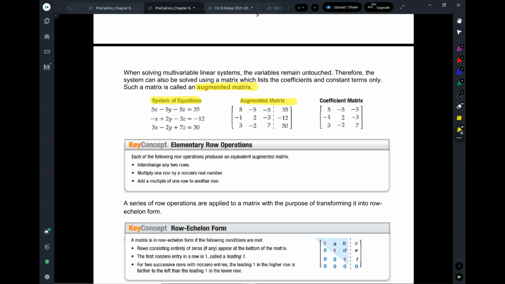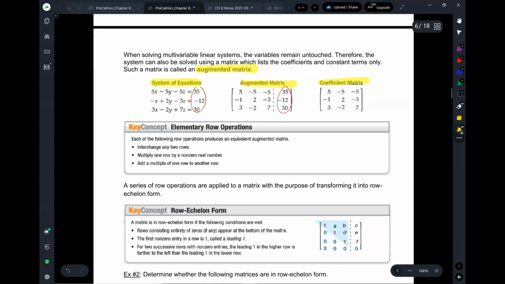The augmented matrix looks like this. On the left side, you put in all of the coefficients from the equations, 5, -5, -5, and so on. We have a dotted or a solid line, it doesn't matter, a vertical line. And then you have the constants in the last column. That entire thing is the augmented matrix. Sometimes all you need is the matrix from the left, just the coefficients. That's called the coefficient matrix.